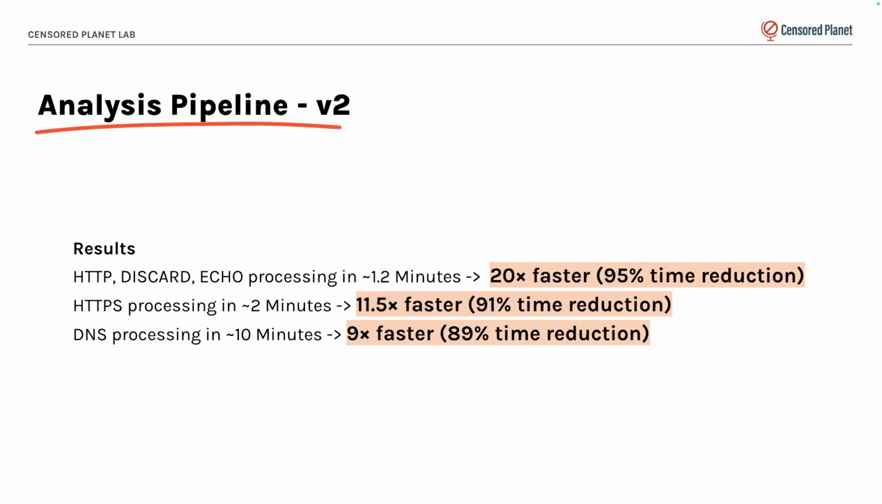Yeah. And when it comes to results, what we found is, especially for smaller batches, so in this case HTTP, Discord, and Echo, one daily batch takes us about 1.2 minutes to process, which compared to our previous approach using Dataflow in the Google Cloud, is up to 20 times faster. But we also see that the gap decreases with the amount of data we input. So the HTTPS data is a bit larger. We also do certificate parsing in that context. So we see we're still faster there, but the improvement gets lower and lower.